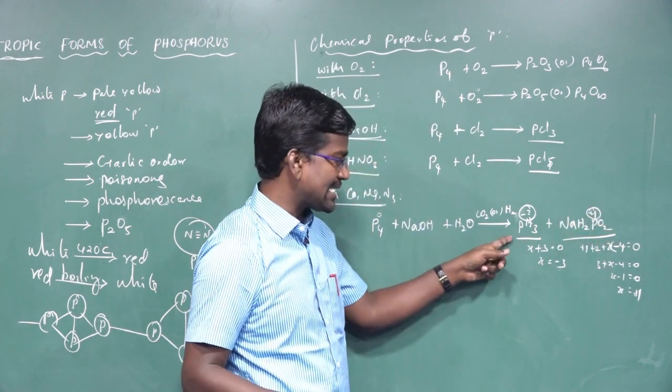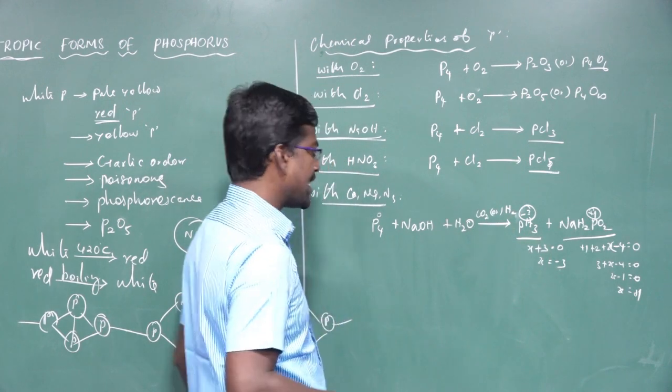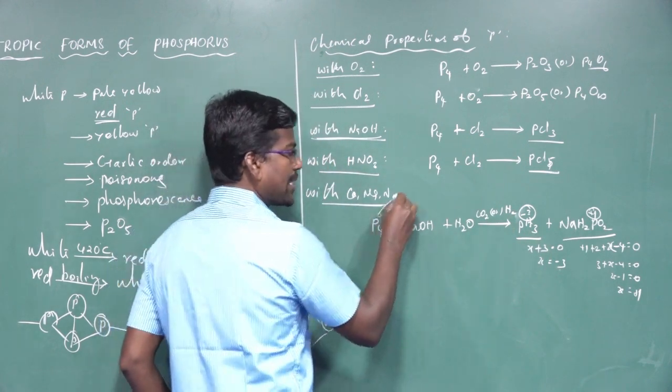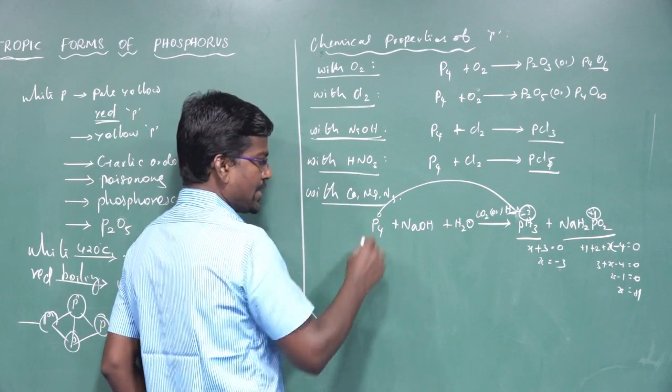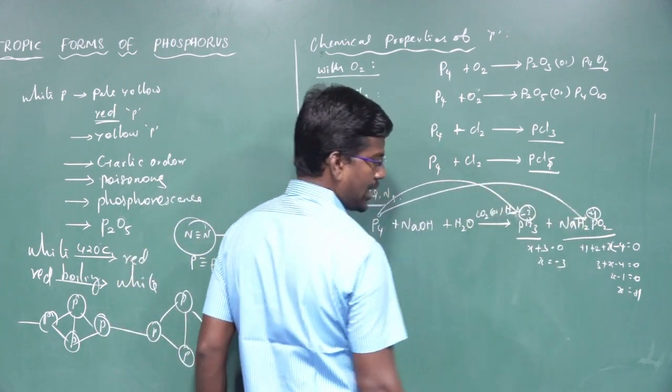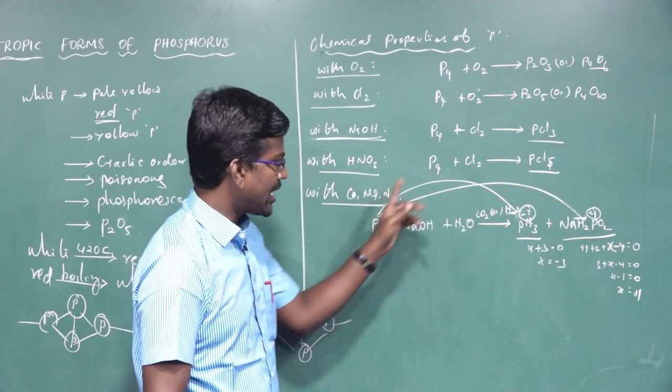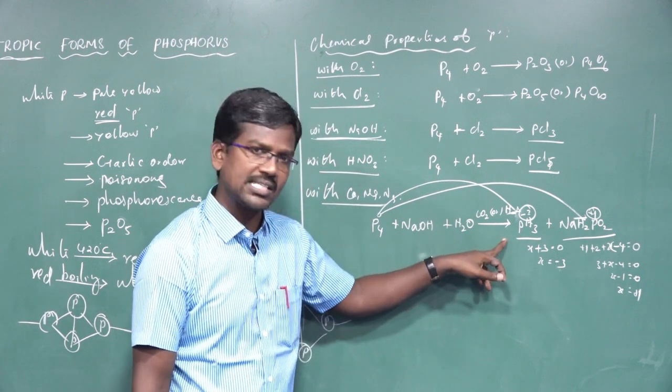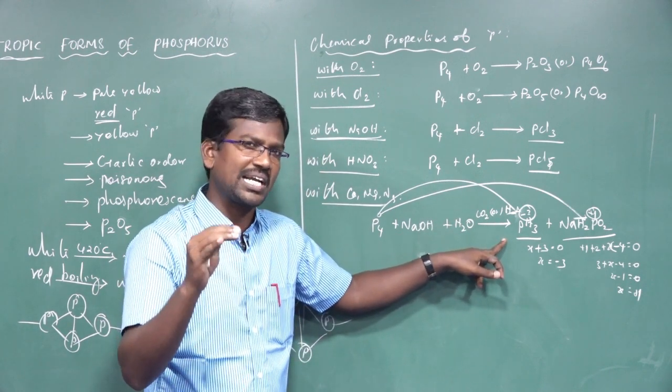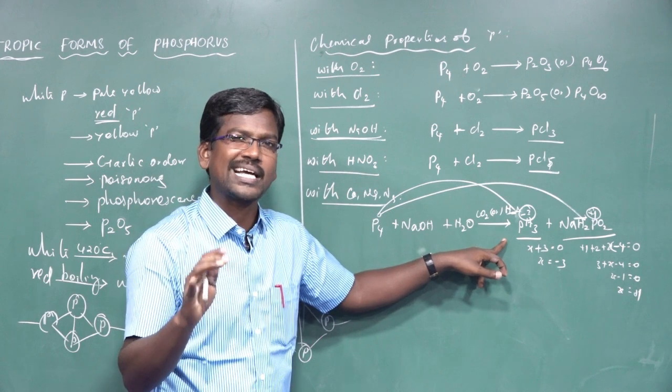The oxidation state of phosphorus in phosphine is -3. In this reaction, 0 is converted to -3 in one way, and 0 is converted to +1 in another way. 0 converted to -3 means the oxidation number decreases. This is a reduction process.